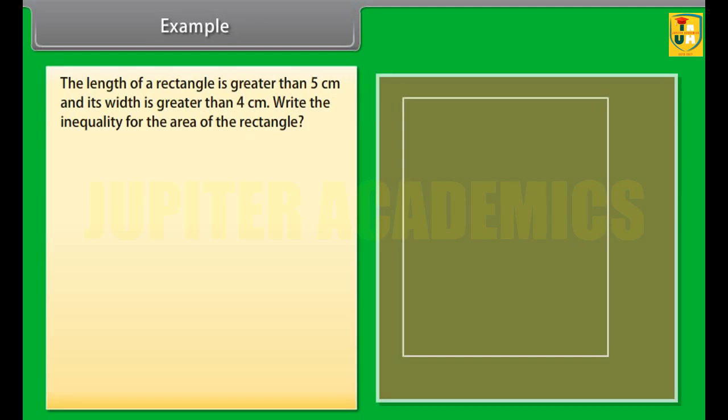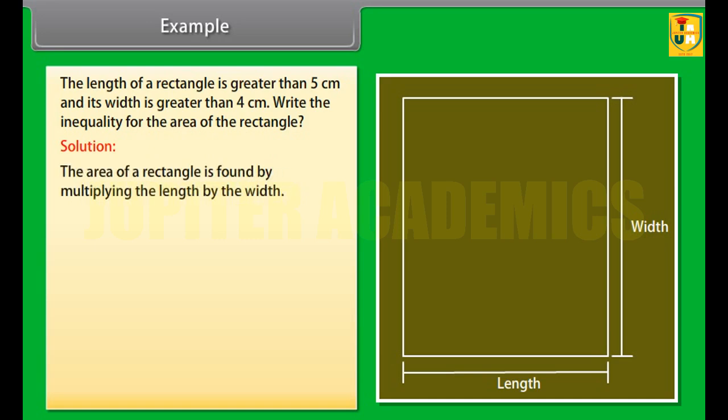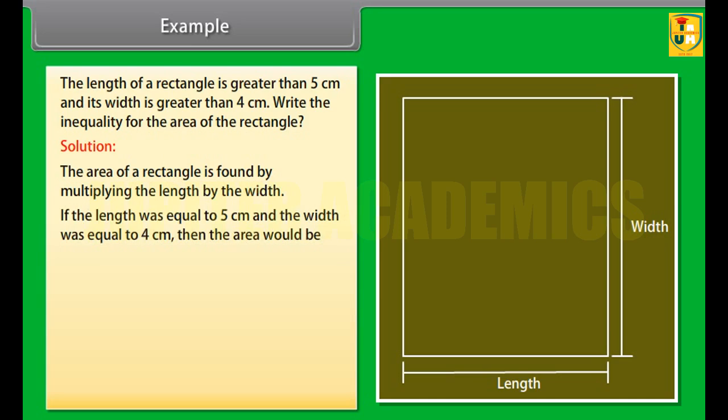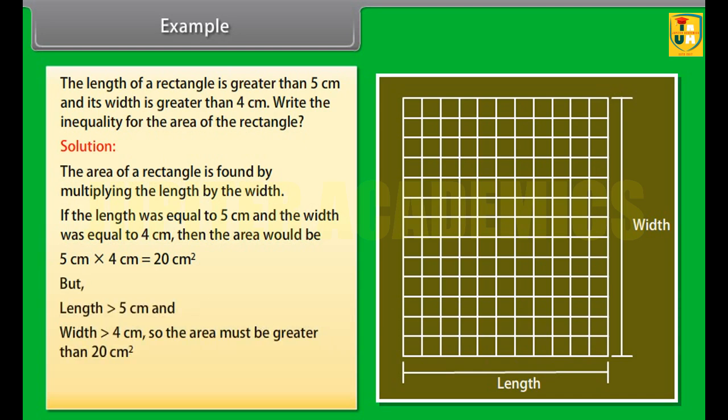Example. The length of a rectangle is greater than 5 cm and its width is greater than 4 cm. Write the inequality for the area of the rectangle. Solution. The area of a rectangle is found by multiplying the length by the width. If the length was equal to 5 cm and the width was equal to 4 cm, then the area would be 5 cm times 4 cm is equal to 20 cm square. But the length is greater than 5 cm and the width is greater than 4 cm. So the area must be greater than 20 cm square.